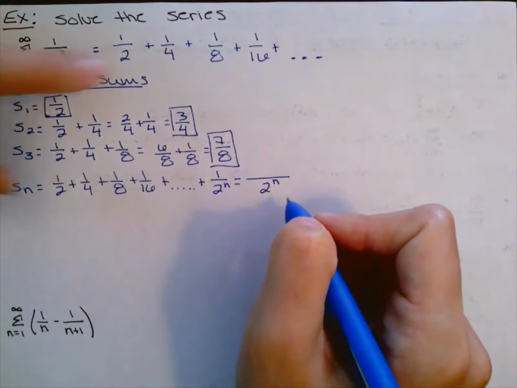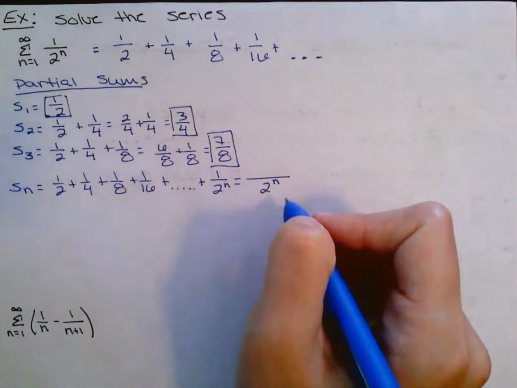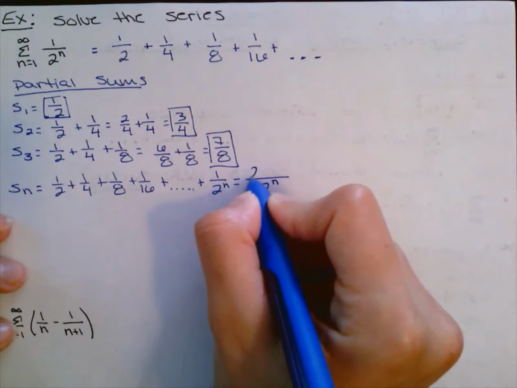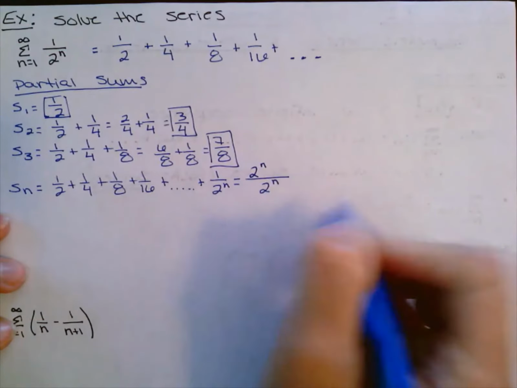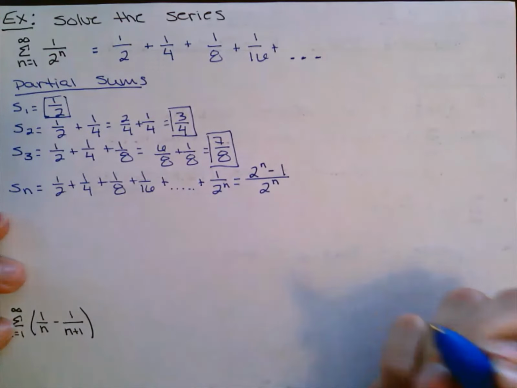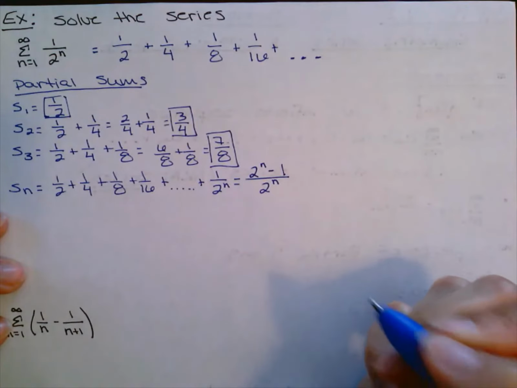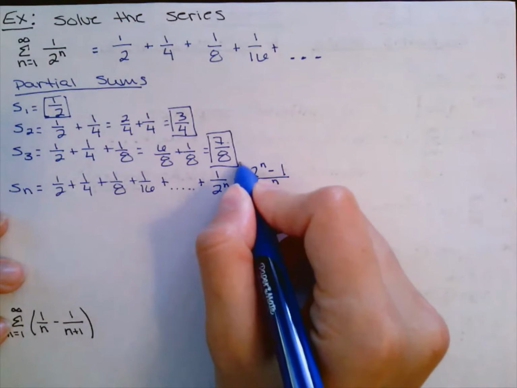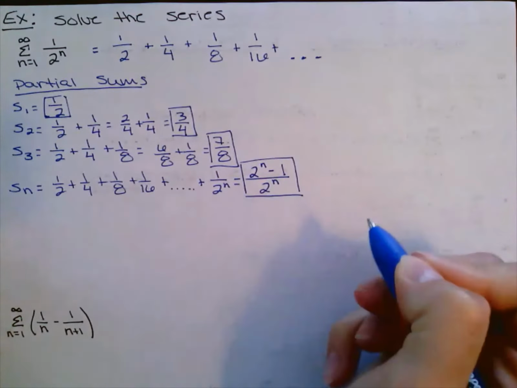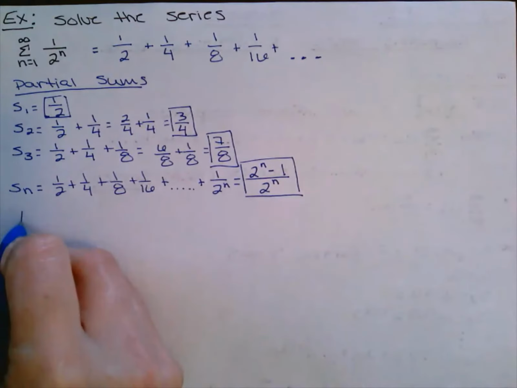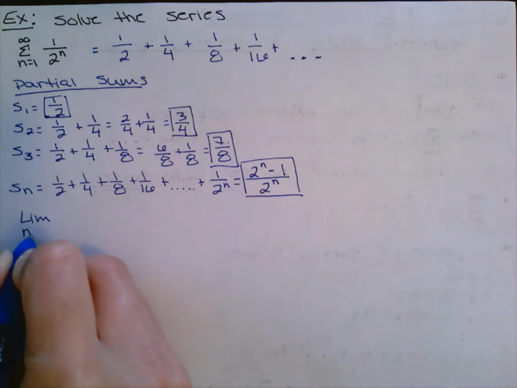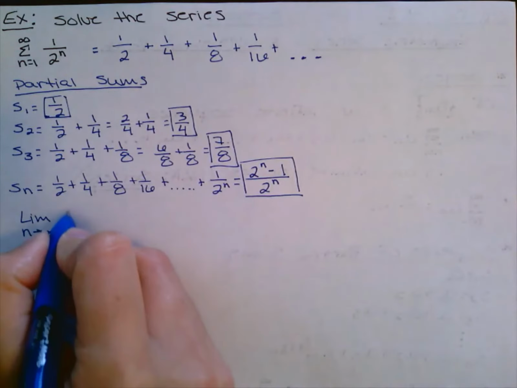Now my numerator, if you catch, is always 1 less than my denominator. So I can write 2 to the n, whatever I got for my denominator, minus 1. And there is me creating a function. My next step is going to be to test the limit as n approaches infinity.